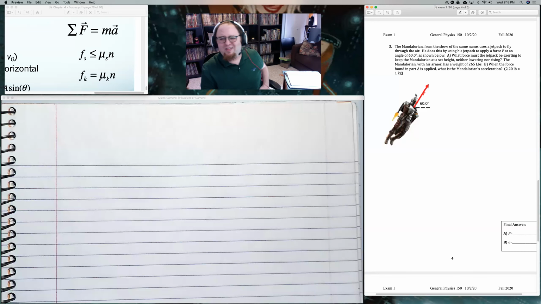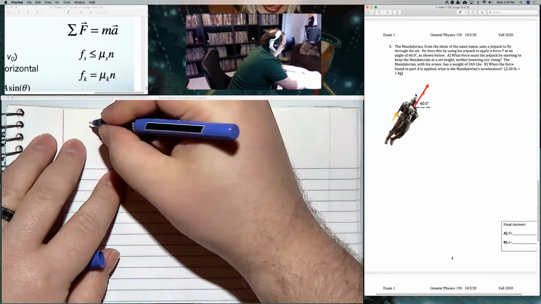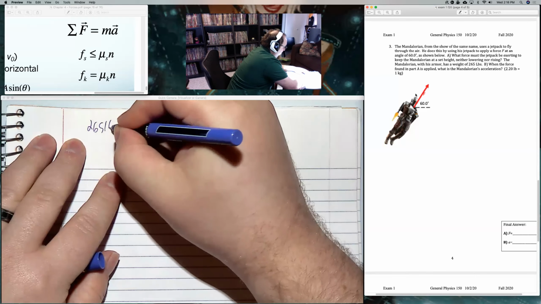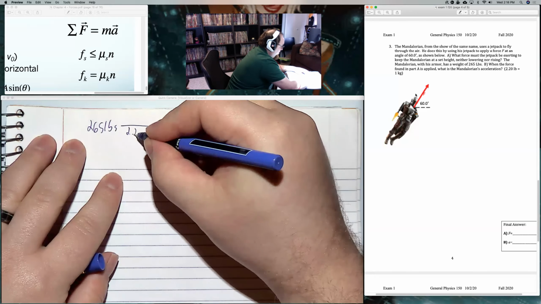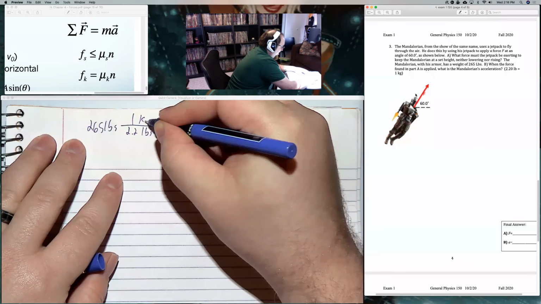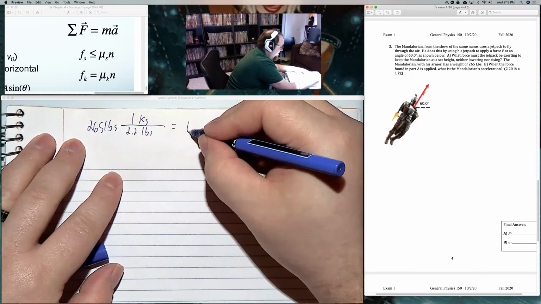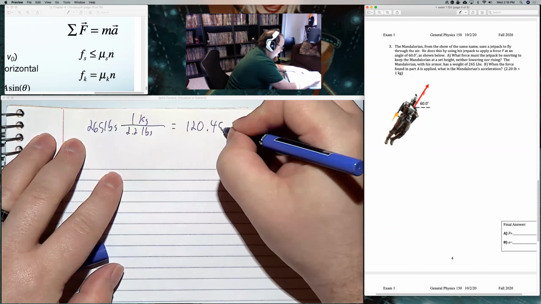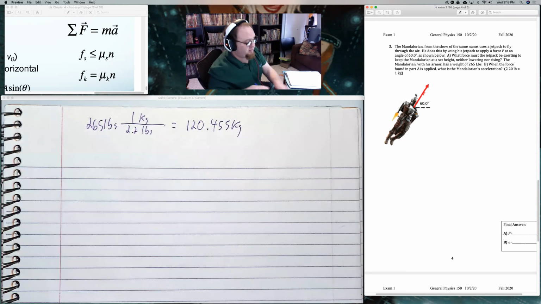And I give the weight. Oh, that's in pounds. I said he weighs 265 pounds. Okay, I don't care about that. 265 pounds, I need to convert that to kilograms. Well, 2.2 pounds is 1 kilogram. So if he weighs 265 pounds, that means a mass of 120.455 kilograms.